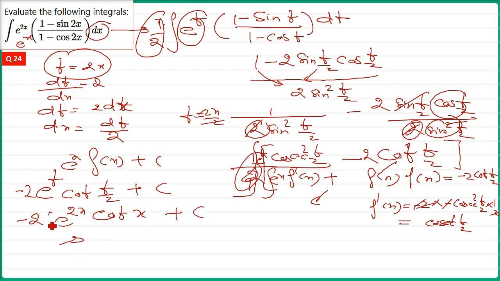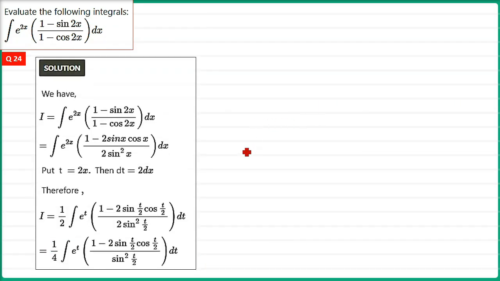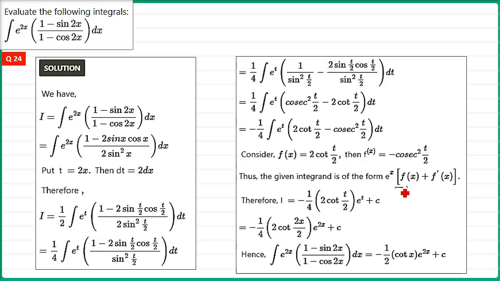But 1 by 4 is also there. 1 by 2 was already there, then 1 by 2 came up, and then this will be multiplied by negative 2. So negative 2 multiplied by 1 by 4 is negative half e raised 2x cot x plus constant of integration. Now this is the reference you can use, and there are certain other ways also to do this. This is what you can also follow. But the logic you understood.